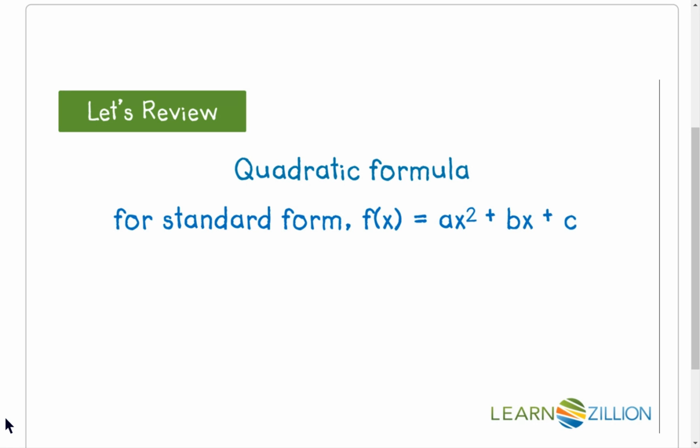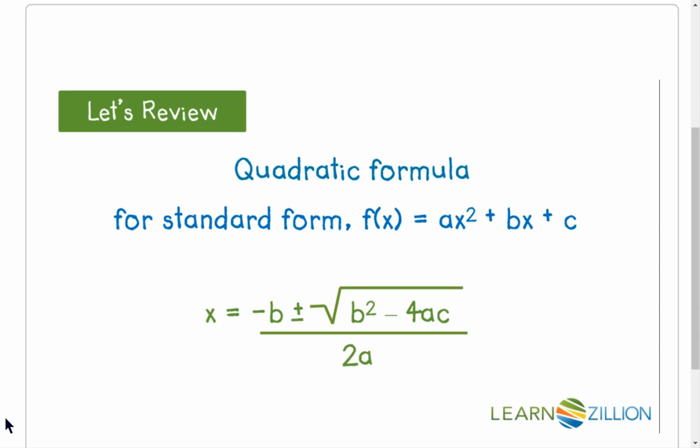The quadratic formula for a standard form of a quadratic equation, f of x is equal to ax squared plus bx plus c, is x equals negative b plus or minus square root of b squared minus 4ac all over 2a. The a is the coefficient in front of the x squared term. The b is the coefficient in front of the x term. And the c is the constant number.